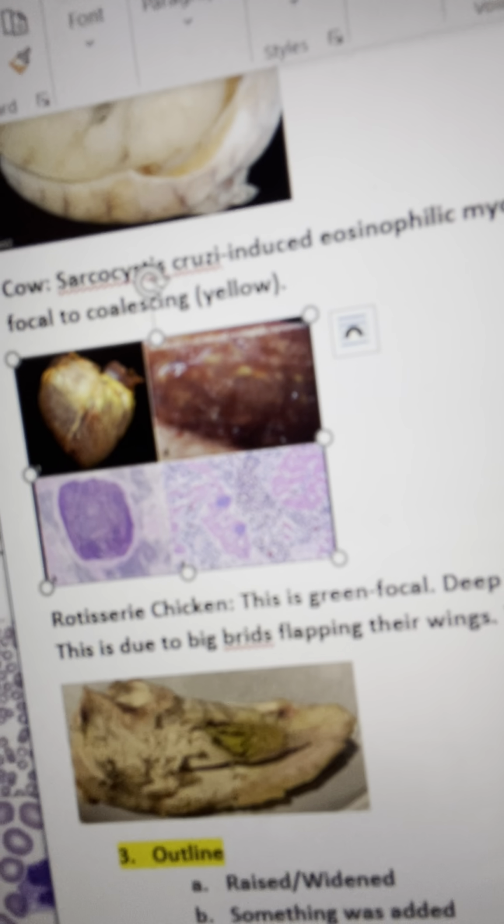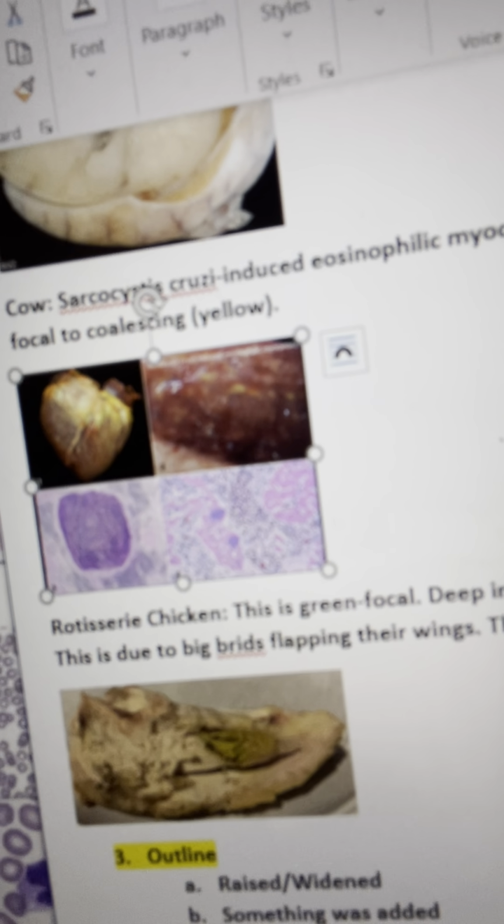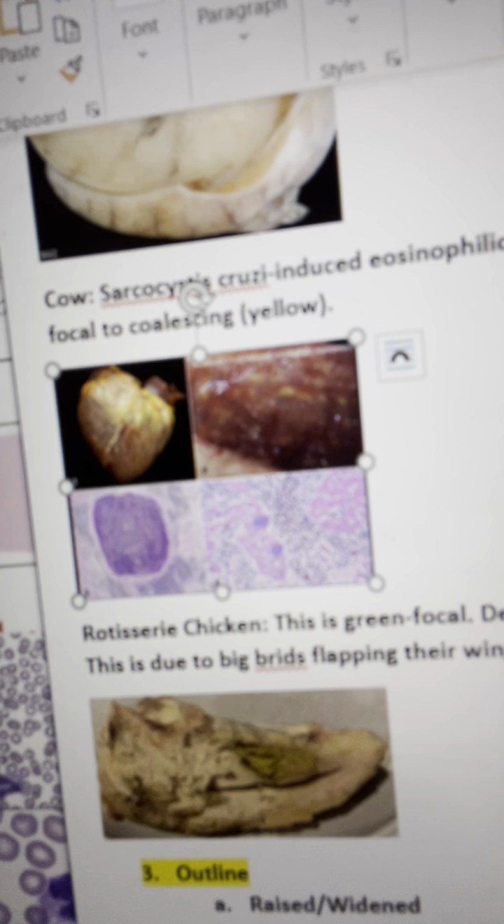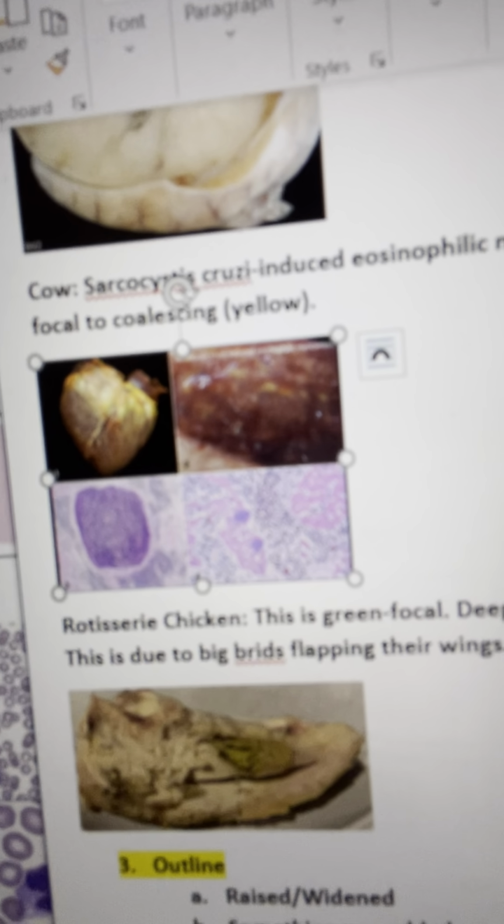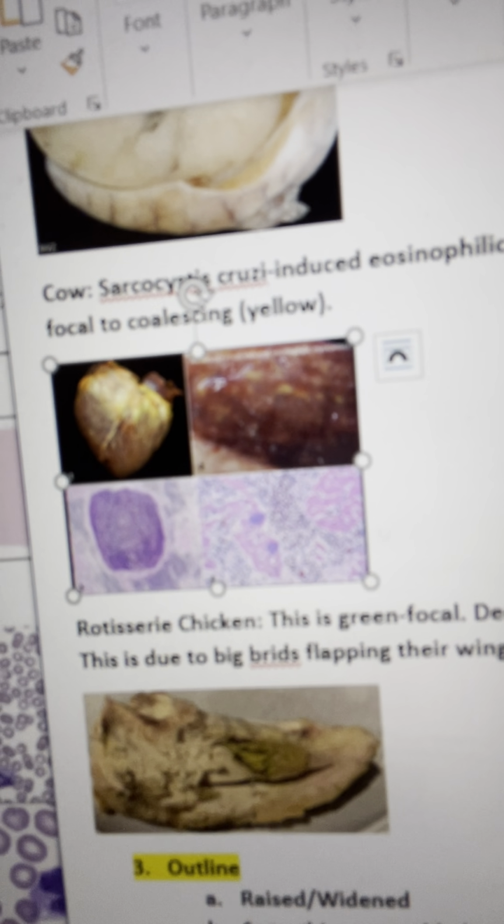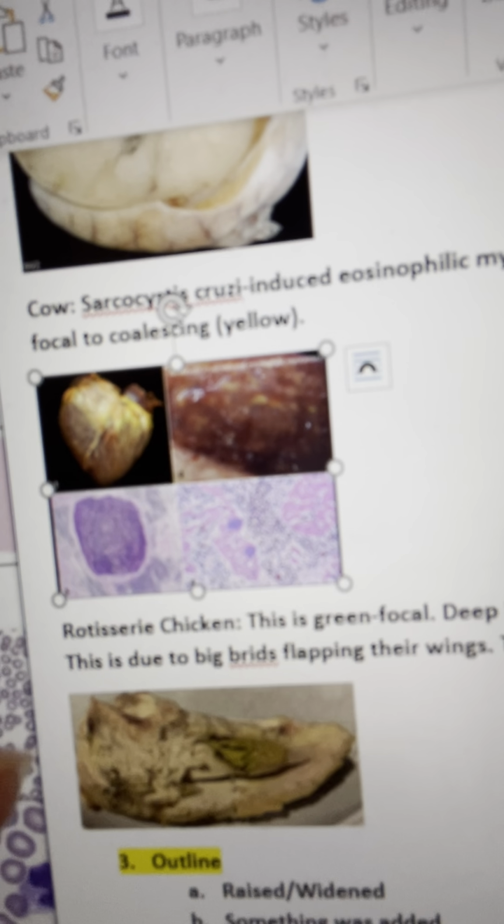So here we have a cow heart. It has induced eosinophilic myocarditis. So the first image is a heart, like I said. This is multifocal to coalescing here.